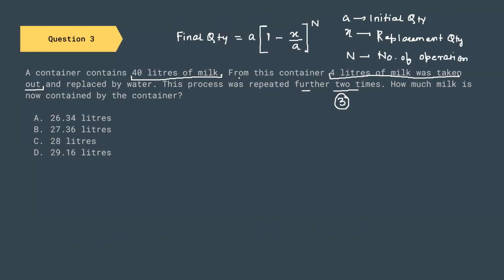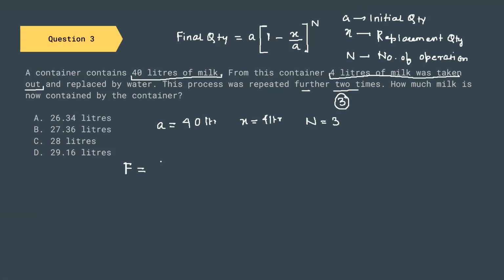Now, from the question, let us try to guess each and every variable. So the container contains 40 liter of milk. So the initial quantity is 40 liter. From this container, 4 liter of milk was taken out. So the replacement quantity is 4 liter. And this process was repeated 3 times. So the value of n is 3. Now they are asking how much milk is now contained in the container. So we have to find the final quantity.